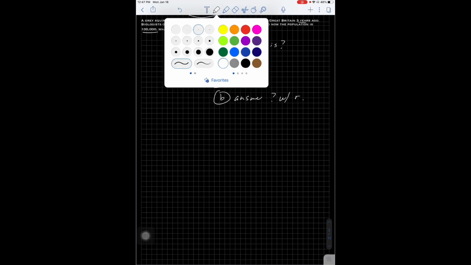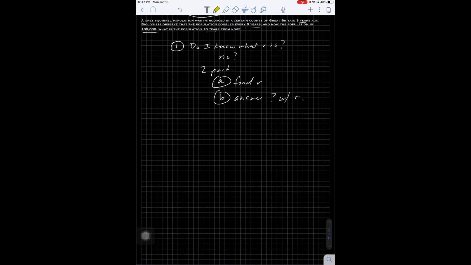99% of the time, you find R with a sentence that tells you how often the population changes. Okay, so this is our sentence. The population doubles every 6 years. That's always the sentence that helps you find R. Here's how you do it. It's a little trick, and you'll use the same trick for all these problems.